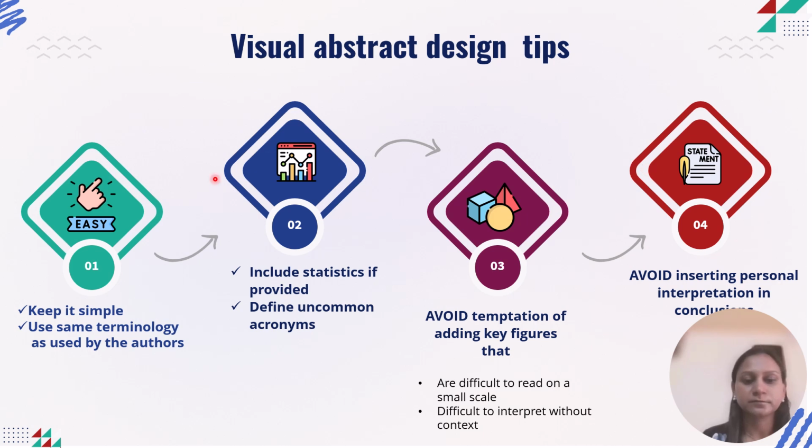Include statistics if it is provided, if you have the numbers or the percentage, the confidence interval, the p-value. So adding those values to your visual abstract is very important. Always define uncommon acronyms. The common acronyms are fine, but if you're putting in any short forms or uncommon acronyms, it is a must for you to expand them.